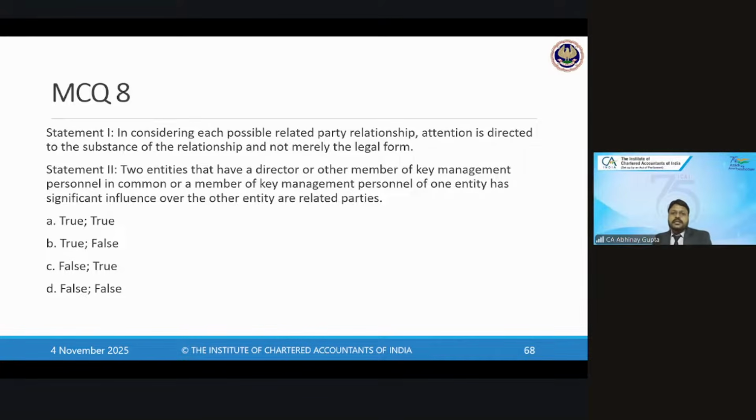Statement 1: In considering each possible related party relationship, attention is directed to the substance of the relationship and not merely the legal form. Statement 2: Two entities that have a director or other member of the KMP in common, or a member of the KMP of one entity has a significant influence over the other entity, are related parties. Option C, true and false. I also think true and false.